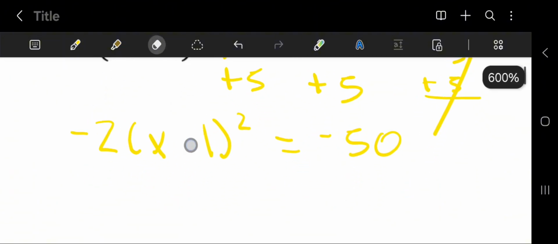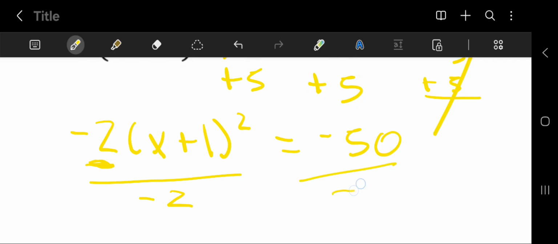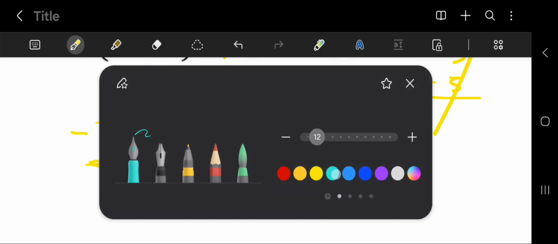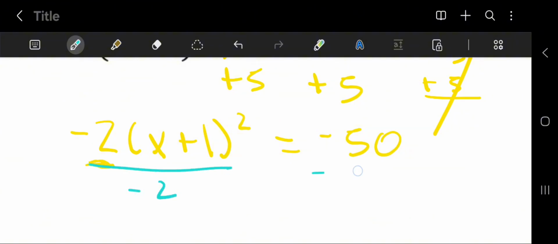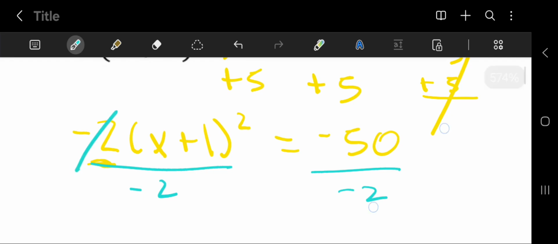Okay, we still don't have x by itself. The next step that we can do is take out this times negative 2, right? So the way we can take that out is by dividing by negative 2. Actually, let me use a different color, guys. Okay, we're going to divide by negative 2. And the reason for that is because if you were multiplying by something, dividing by that same number is just going to cancel this out, right? We're just going to cancel that out.